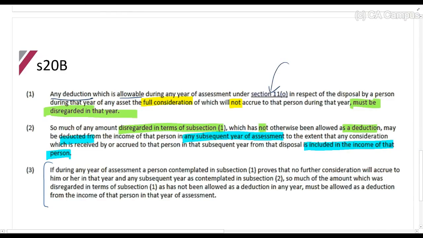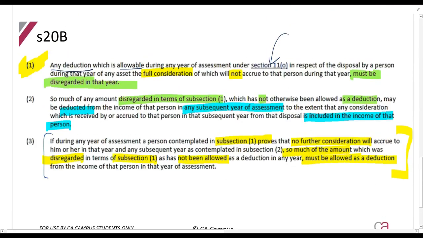If during any year of assessment a person contemplated in subsection 1 proves that no further consideration will accrue to him, so much of the amount which was disregarded in terms of subsection 1, as has not been allowed as a deduction, must be allowed as a deduction. So they say, whatever you haven't claimed yet, if you know for a fact you're not going to receive any further money, then you must claim it as a deduction at that point in time.